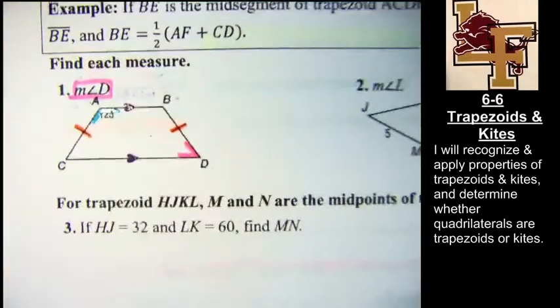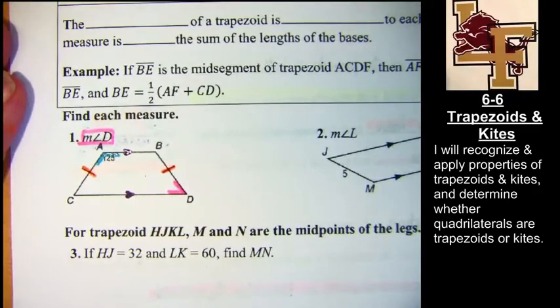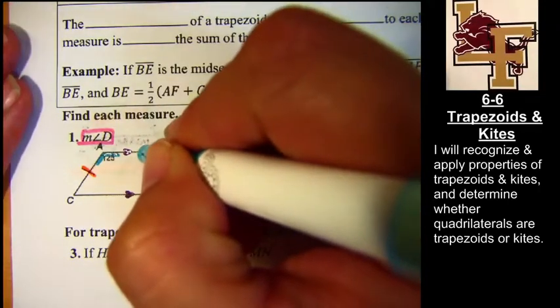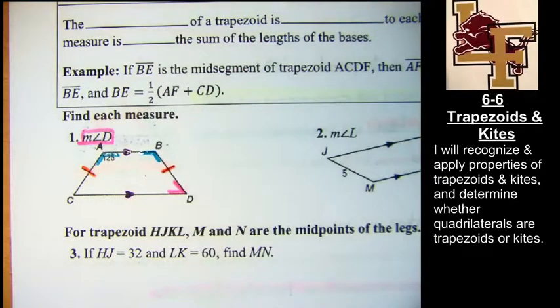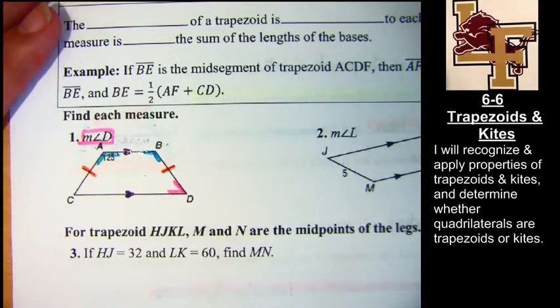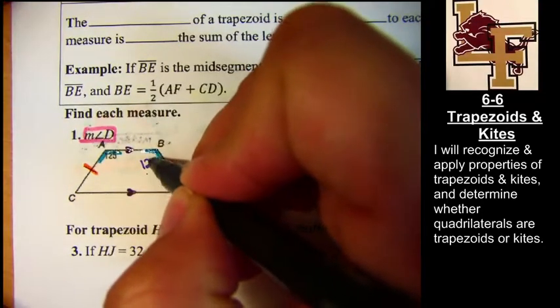Now I need to have that light on you so that you can see it's bright. It's an isosceles trapezoid. Isosceles trapezoids have the property where the base angles are congruent. So those two angles are congruent to each other. So if this angle is 125, then this angle is too.